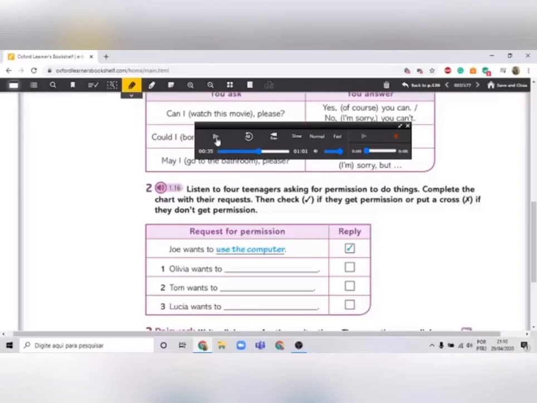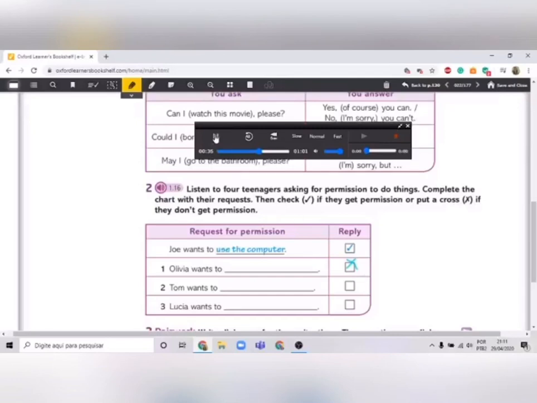So, where does Olivia want to go? She wants to go bowling. So, here we have to write: Olivia wants to go bowling. E qual foi a resposta do pai dela? What was their answer? Is it affirmative or negative? It was negative. He said that it's too late and tomorrow is a school day. Okay? So she doesn't have permission to go bowling.